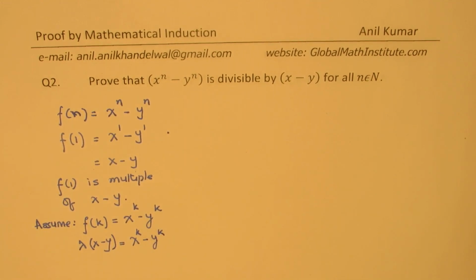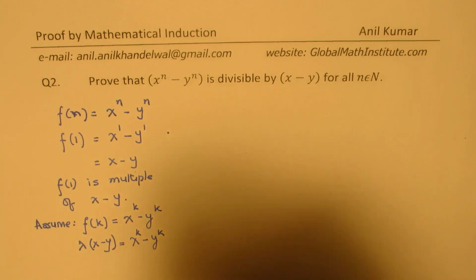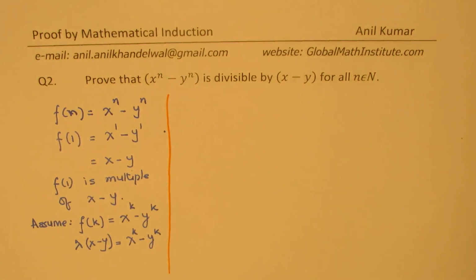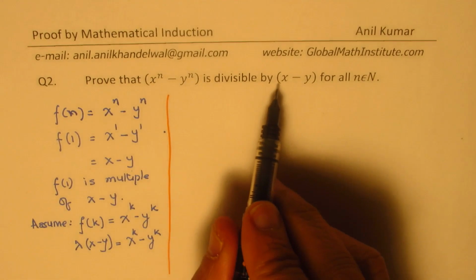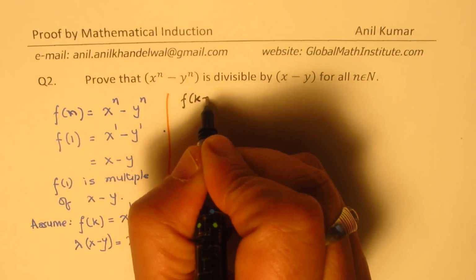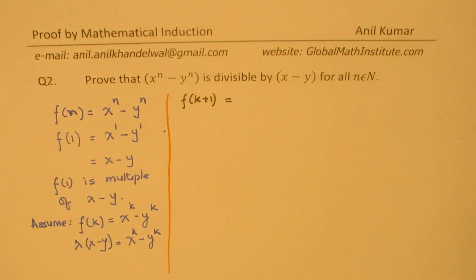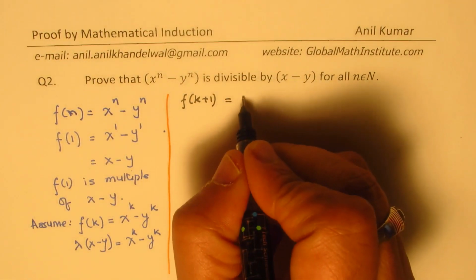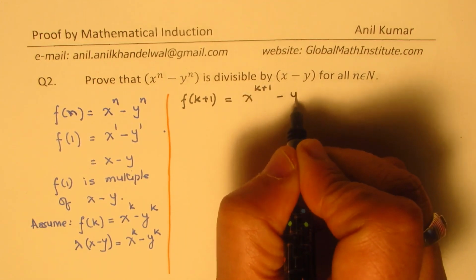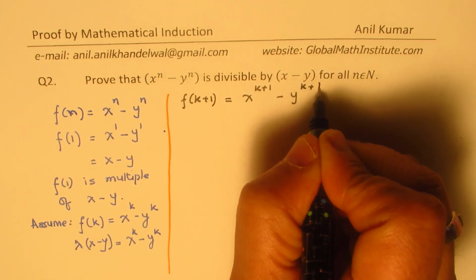Correct? So that is the assumption. Now the idea is that we need to prove that f of k plus 1 is divisible by x minus y, right? So let's find what is f of k plus 1. So f of k plus 1 will be x to the power of k plus 1 minus y to the power of k plus 1.